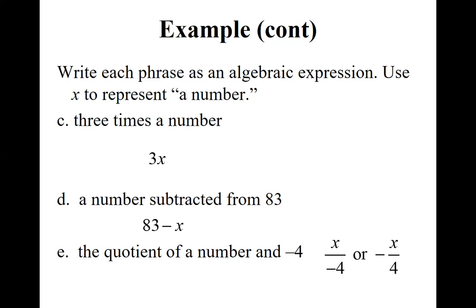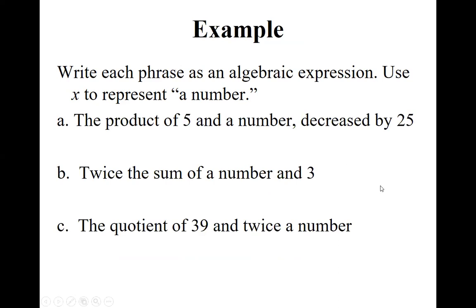Let's do some more complicated ones. Still using x to represent a number. The product of 5 and a number decreased by 25. The product of 5 and a number would be 5 times the number, 5 times x, or 5x. And then we're decreasing that by 25. We're subtracting 25. 5x minus 25.